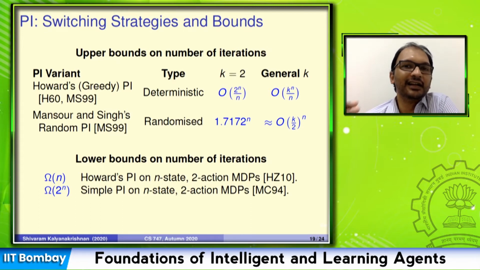So in terms of upper bounds, there are some improvements over the trivial bound of 2 to the n. For Howard's policy iteration, that's only linear. It is exponential when you do random policy iteration. In terms of lower bounds, there is a genuine exponential lower bound for simple policy iteration, but not for Howard's policy iteration. In fact, not for Mansour and Singh's random PI either. So this is what we inherited.